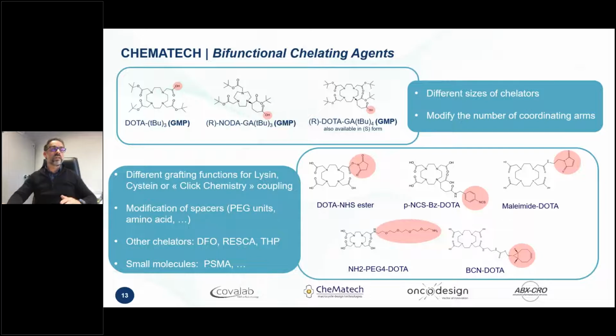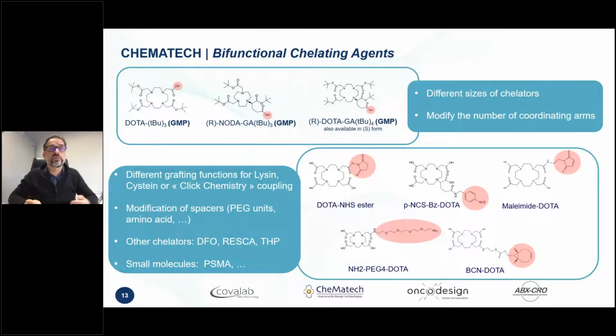So here at CheMatech, we are able to play with all the factors that can have an impact on a radiotracer's properties. For instance, we can play with the size of the chelator by using a DOTA derivative or a smaller one like NODAGA. We can also modulate the number of coordination functions and the charge of the complex by using a DOTA-GA instead of the DOTA. We can also play with the type of reactive function for the bioconjugation.